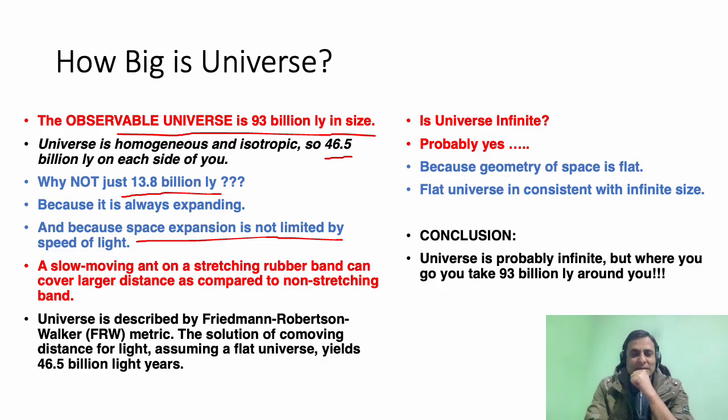Try to understand it with an example of a slowly moving ant on a stretching rubber band. If you are an ant moving on a rubber band which is stretching very fast, what are the implications? Even if you are moving slow, in a small time you will cover so much distance, because where you are walking, that band is actually stretching, right?